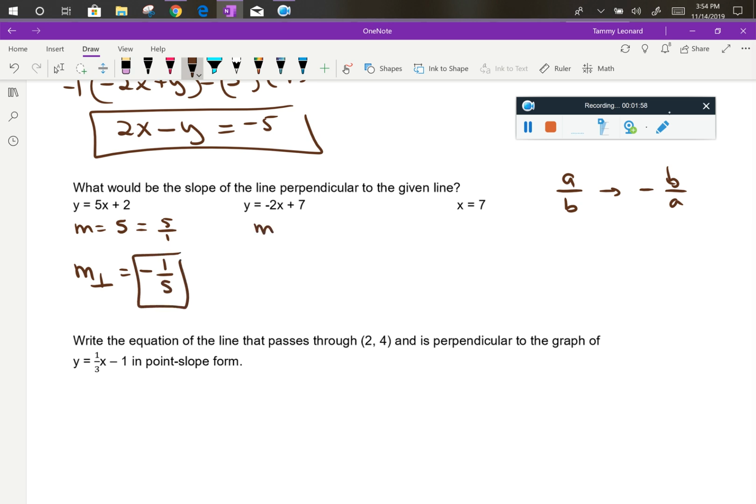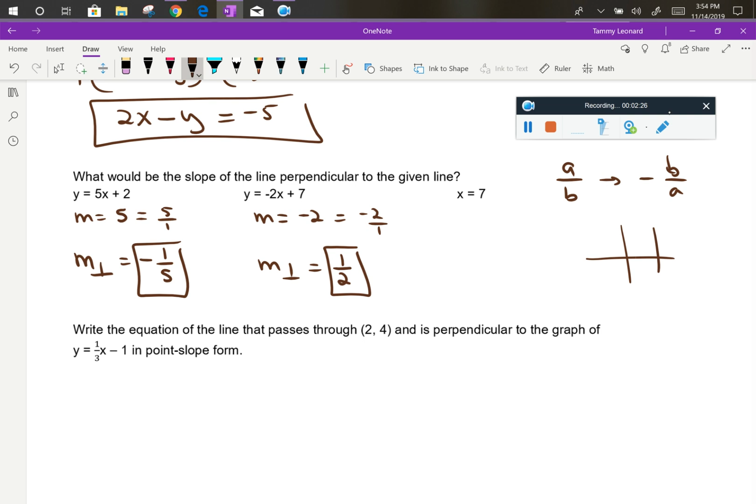Looking at the next one, this slope is -2, or -2 over 1. If I want the slope of the line perpendicular to it, negative will become positive and 2 over 1 will become 1 over 2. Now this one's tricky. x = 7 is a vertical line and those don't have slopes. So this is where the simple understanding of flipping and changing the sign doesn't really work. We have to kind of picture it.